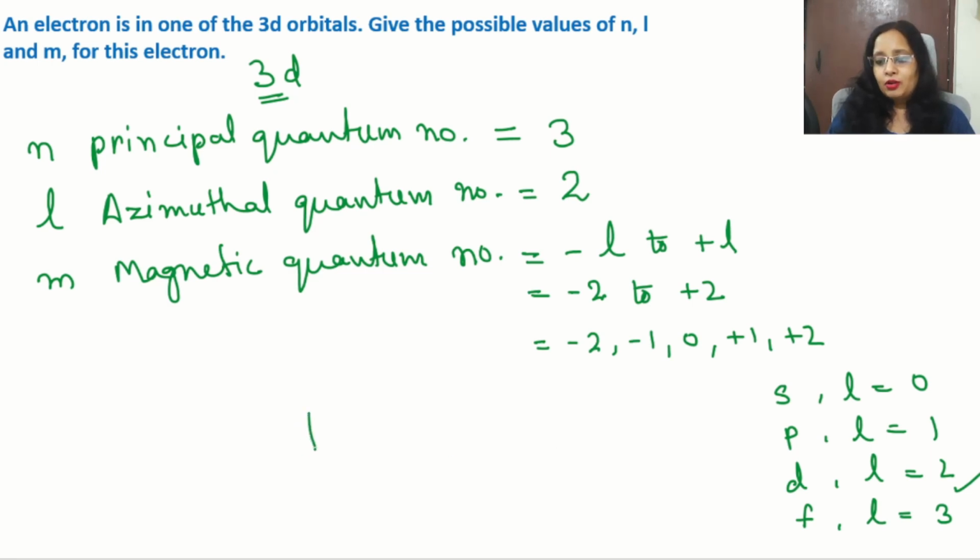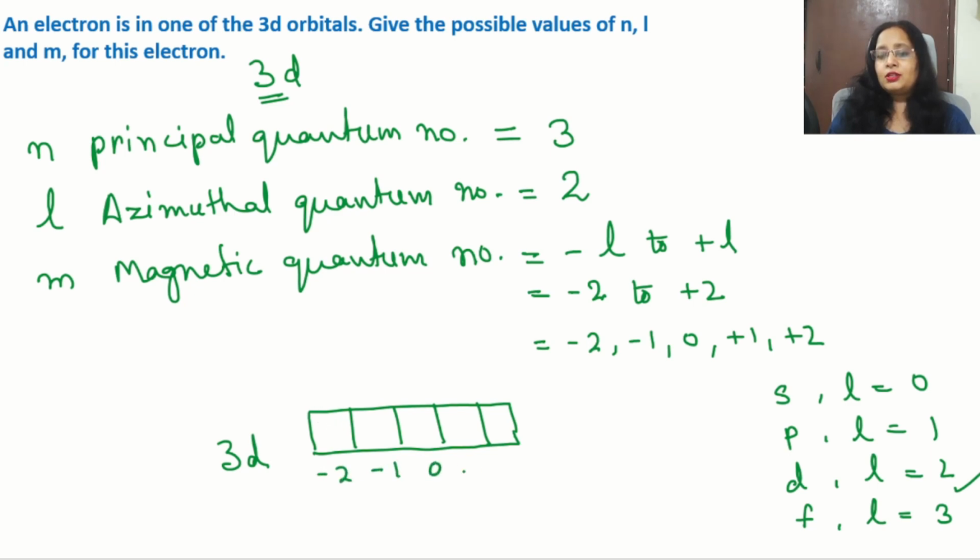Let me draw the orbitals. The d orbital, as we are talking about 3d, means the d subshell has 5 orbitals. So we can write 1, 2, 3, 4, 5 orbitals. These values are minus 2, minus 1, 0, plus 1 and plus 2. These are the values of m. So the electron may be sitting in one of these orbitals.